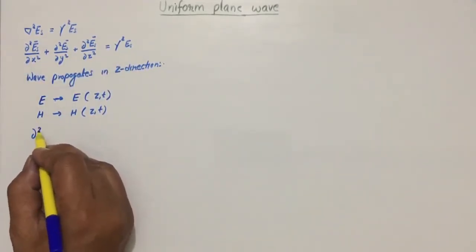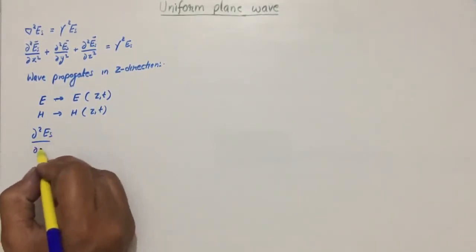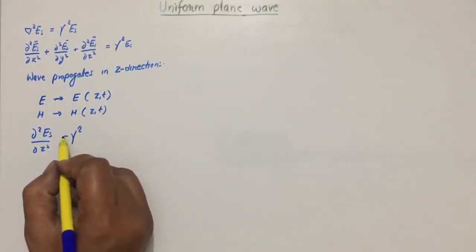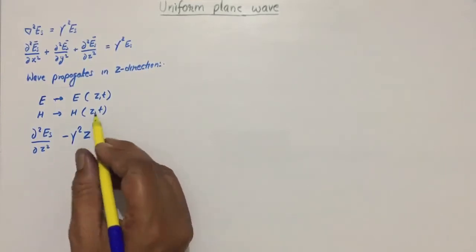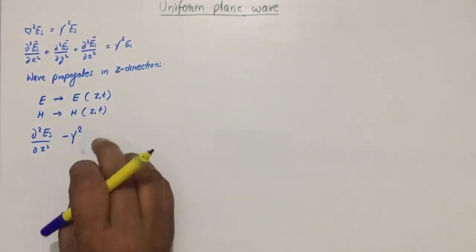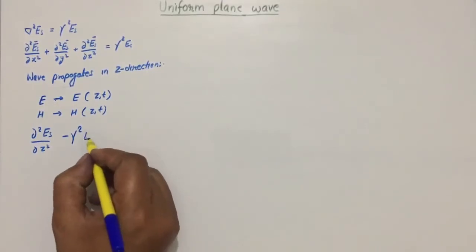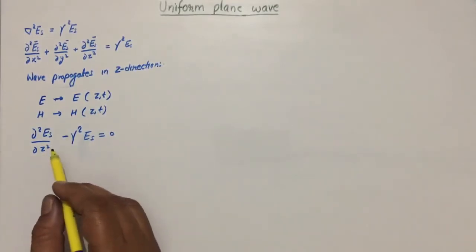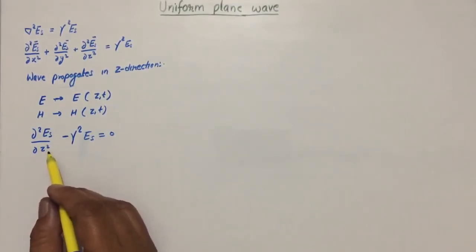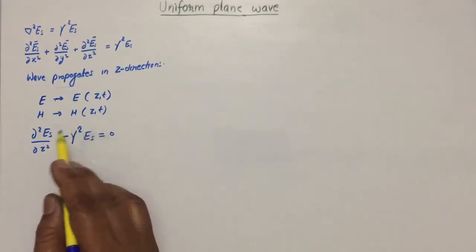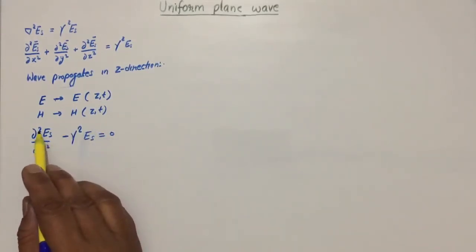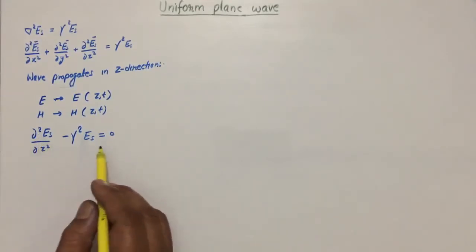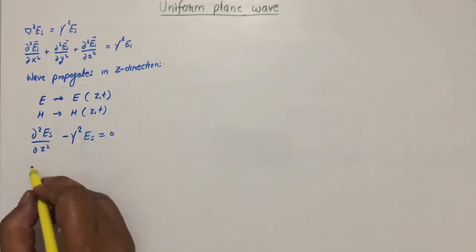We can write down del square Es divided by del z square minus gamma square Es will be 0. So this is the final equation that we have. This shows that the wave propagates in the z direction. Now what we can observe from here is that this is a second order differential equation.